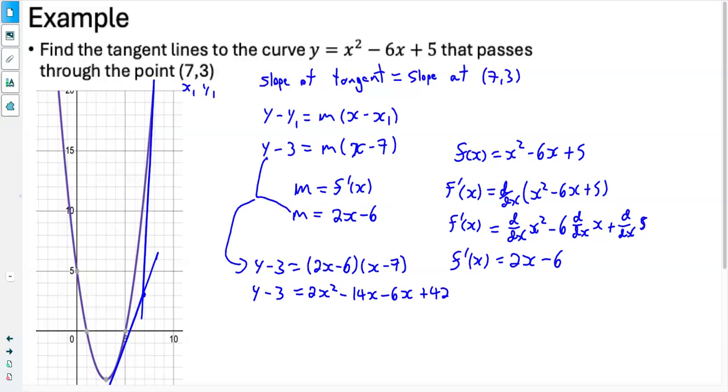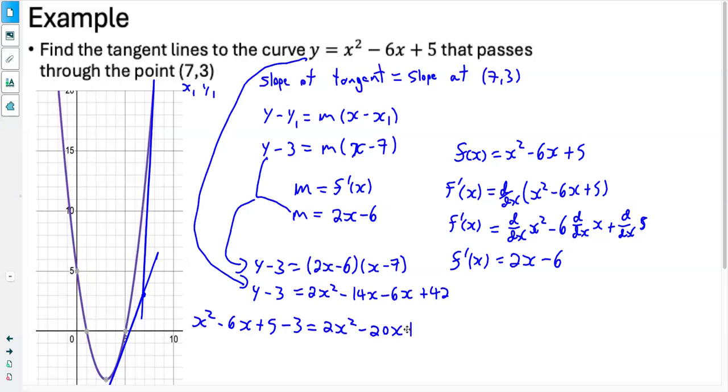And we can actually expand this further because we're essentially told what y is equal to. So we're going to substitute that in. We know y is equal to x squared minus 6x plus 5. We've got this minus 3. I'll combine like terms on this side. So that gives us 2x squared minus 20x plus 42.